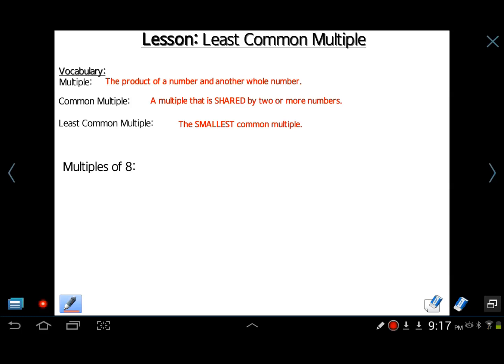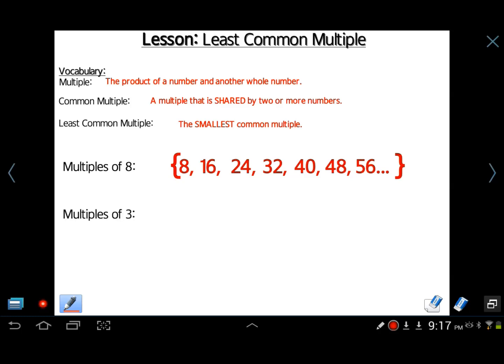So here are some multiples of 8. There's the first multiple of 8, 8 times 1, 8 times 2, 8 times 3, so on, 8 times 5, 8 times 6, 8 times 7, and so on for infinity. Multiples go on forever. If someone says, write all the multiples of 8, you couldn't do that. It would be impossible. You would have to do that forever.